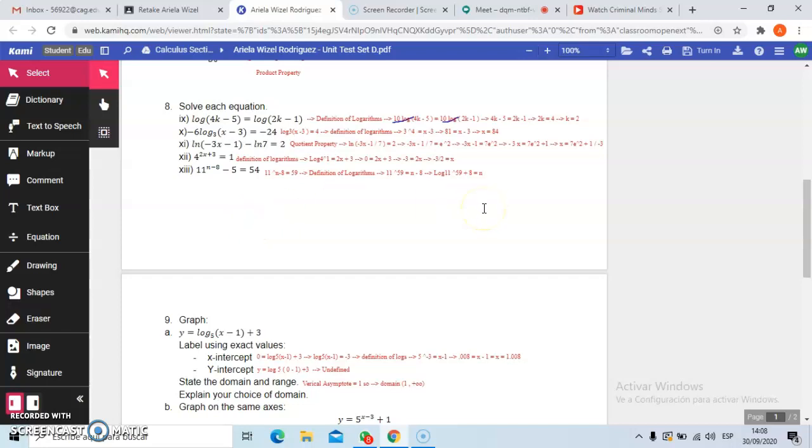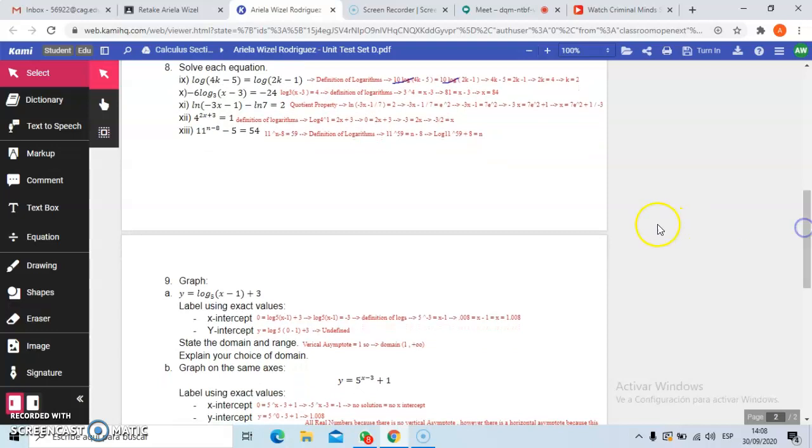And 8b, I divided by negative 6 on both sides and I am left with positive 4 on the right side. And now I use the definition of logarithms again. So I am left with 3 to the power of 4 is equal to x minus 3, and 3 to the power of 4, I know it's 81. So I am left with 81 is equal to x minus 3. And I add 3 on both sides, so I am left with x is equal to 84.